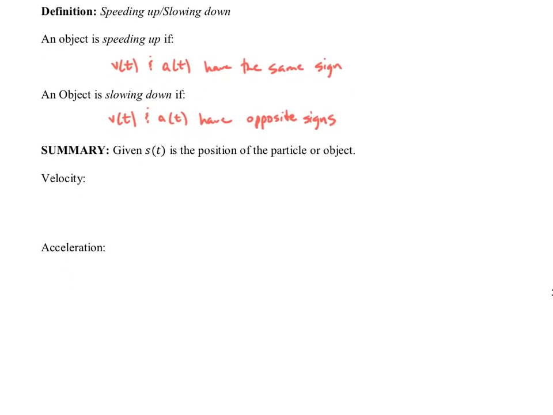Okay, so just our summary here. If you have a position of s of t, the velocity is the derivative, and the acceleration is the second derivative, which is the first derivative of velocity. Okay, on to the next page.